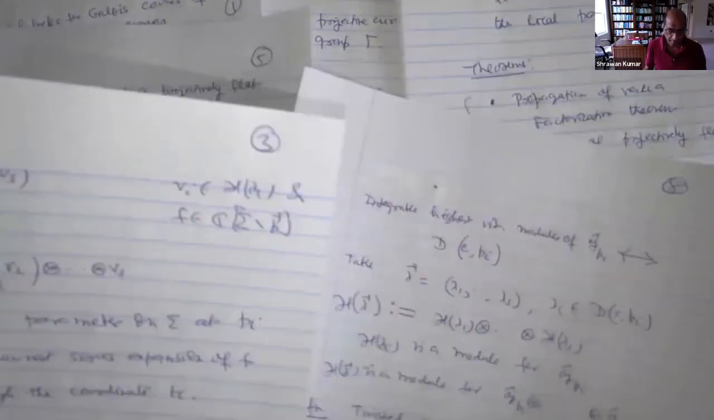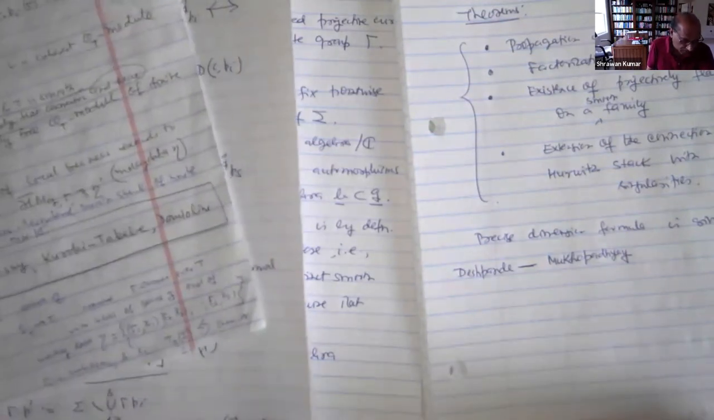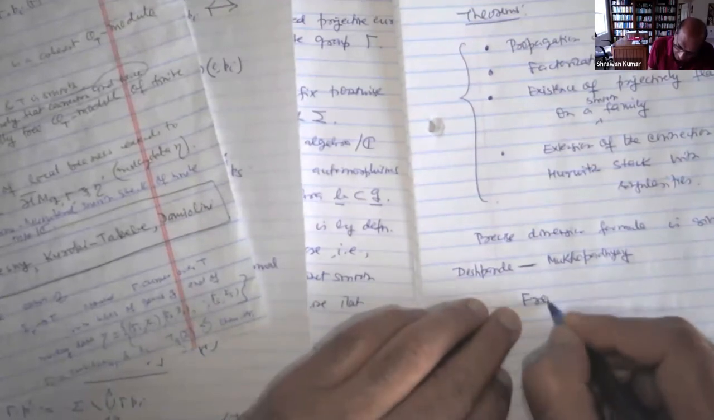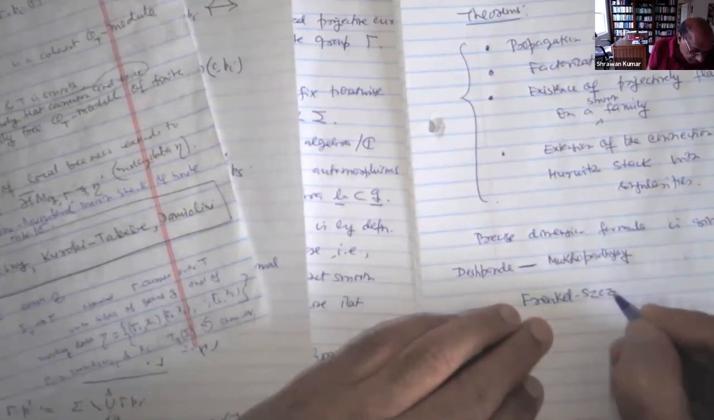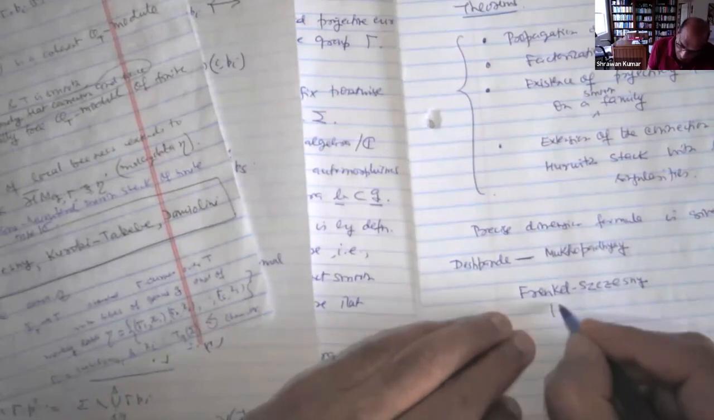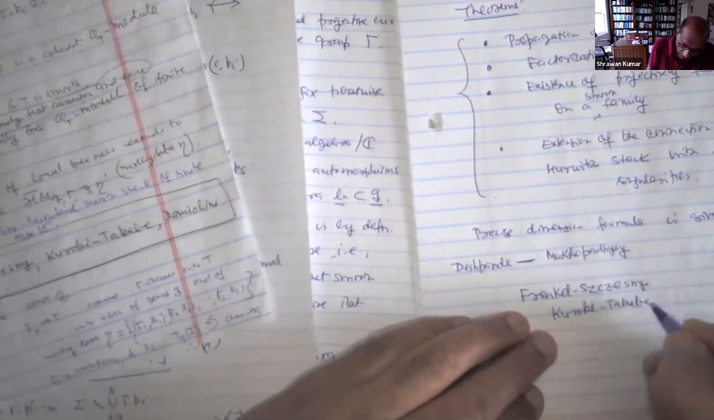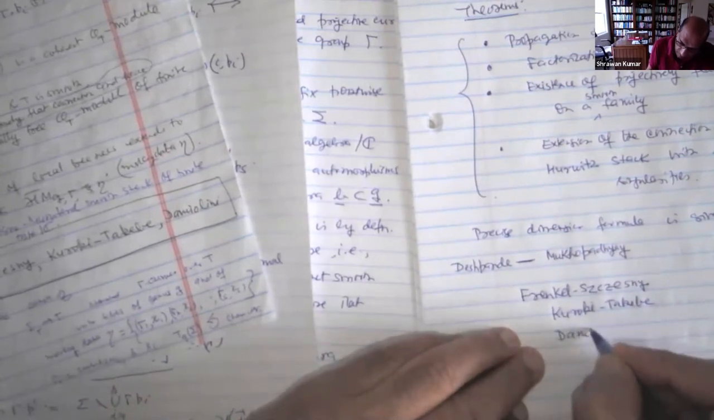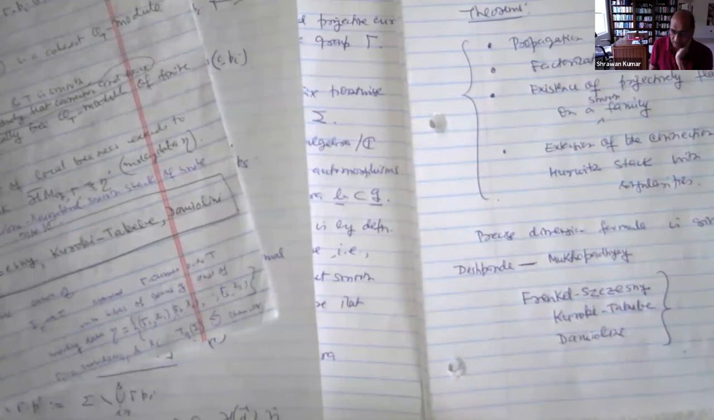Isn't there a related work of Damiolini here? Oh, that's right. Not only her, yes. So there are certain names I should mention. So Frenkel, Szczesny, then Kuroki, Takebe, and Damiolini. Now, they do not prove all these results in the generality we do, and let me not say exactly what they do.